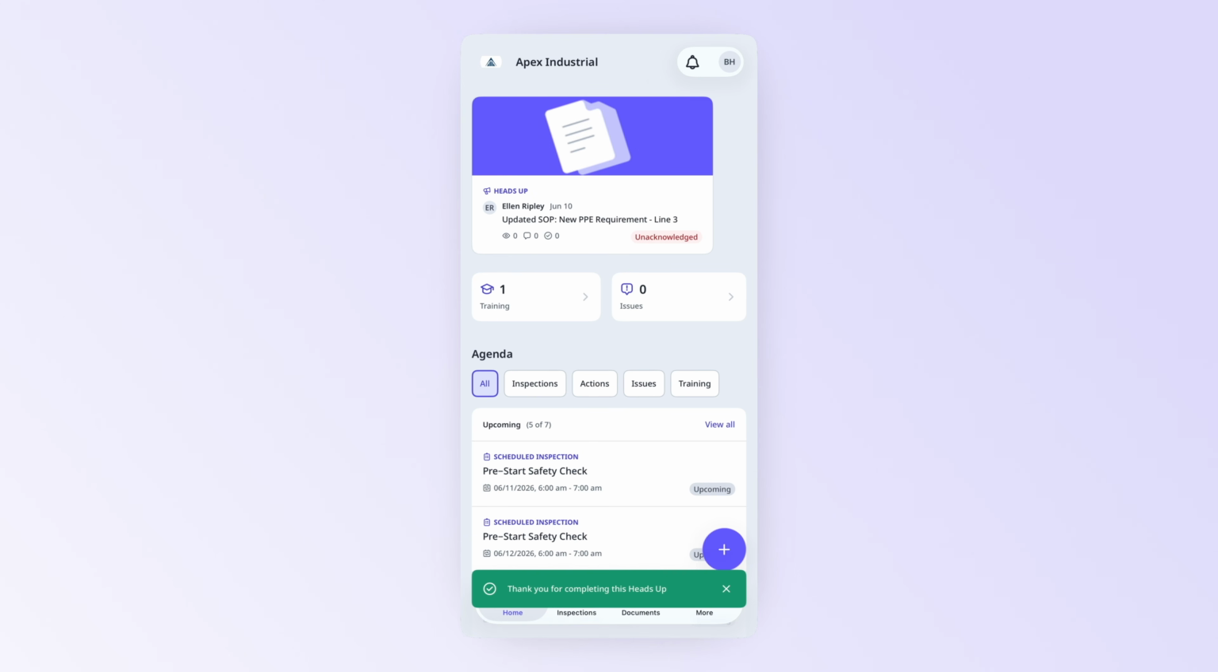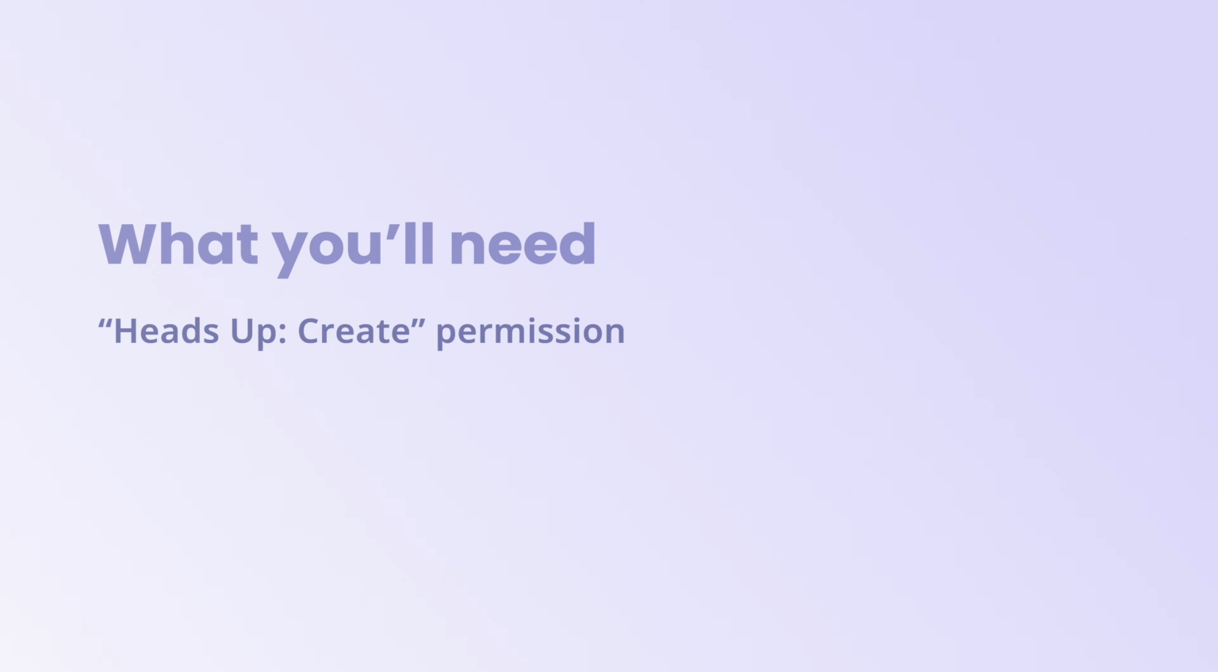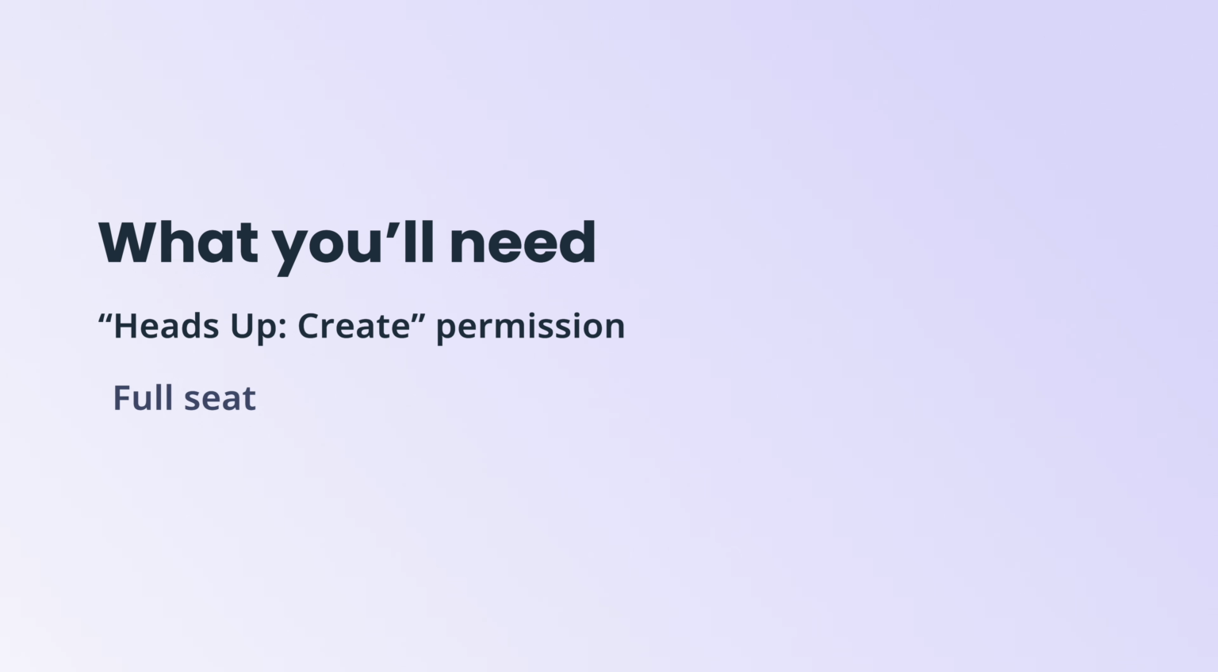Now let's create one. In this video, we'll cover creating a heads up on web, adding media and linking a file, creating from mobile, and tracking who's acknowledged your heads up. You'll need the heads up create permission and a full seat. To link files, you'll also need at least view access to the file. Ready? Let's go.